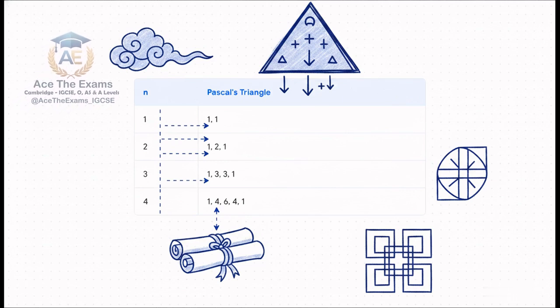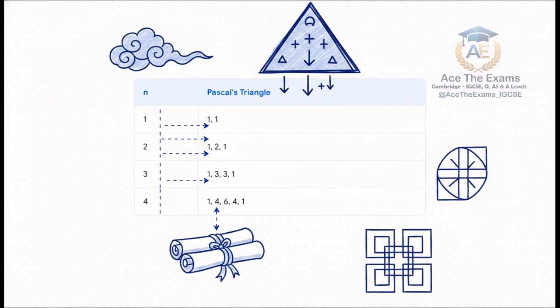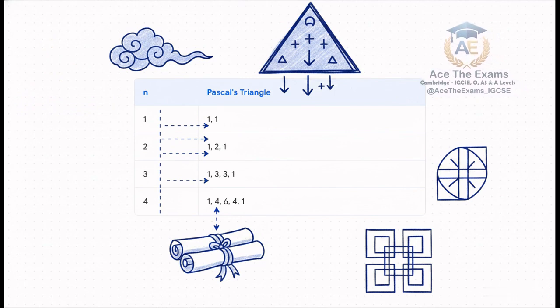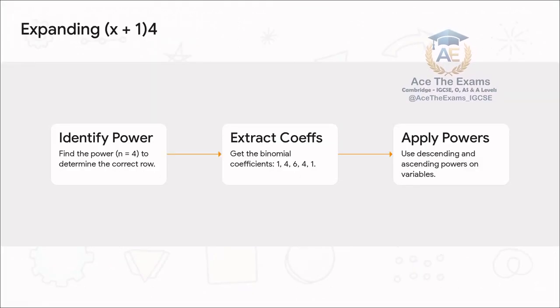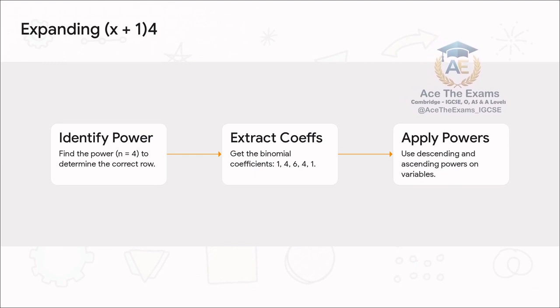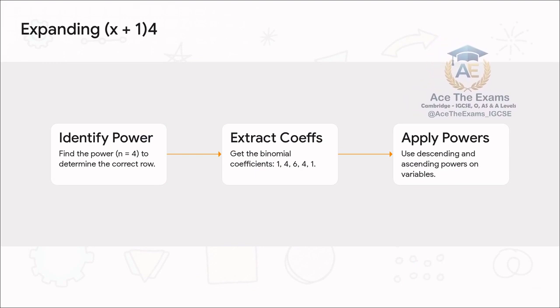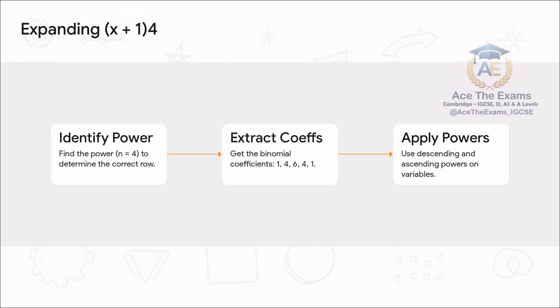Now, we call it Pascal's triangle in the West, but fun fact, this universal pattern was actually documented centuries earlier by brilliant Chinese mathematicians like Yang Hui. So why does this matter? Well, by following the steps you see here, you can totally bypass tedious multiplication. I mean, nobody wants to manually multiply x plus 1 by itself 4 times, right? It takes forever, and you're almost guaranteed to make a silly mistake.